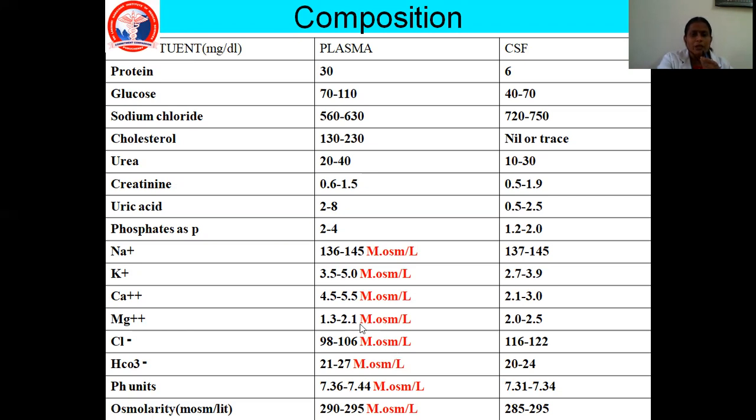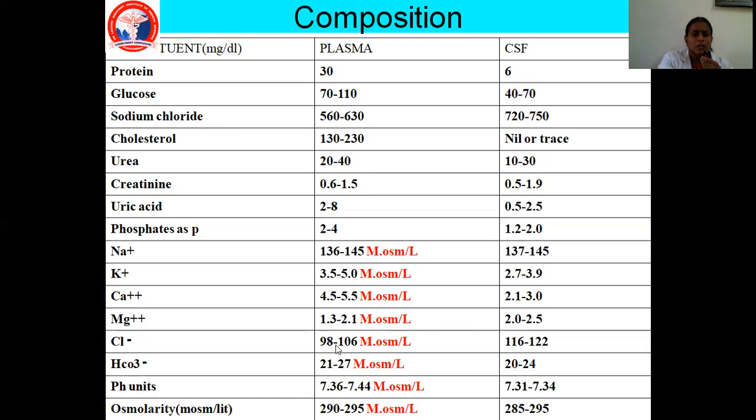The calcium ion concentration is 4.2 to 5.5 milliequivalent per liter in the plasma and 2.1 to 3 milliequivalent per liter in cerebrospinal fluid. Magnesium concentration is 1.3 to 2.1 milliequivalent per liter in plasma and 2 to 2.5 milliequivalent per liter in the cerebrospinal fluid.